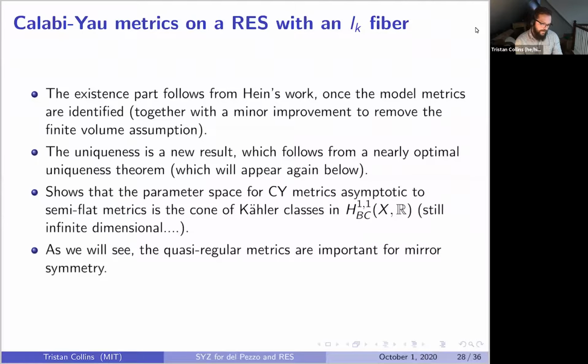Okay, and then as we'll see later, well, I don't know if we'll get this far, but these quasi-regular metrics are actually pretty important for mirror symmetry. So it's not just a cosmetic improvement. You kind of need them.